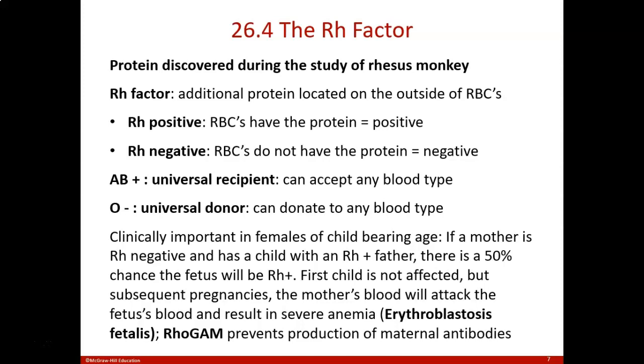O negative is considered the universal donor, and that is because they have no antigens at all. Okay, and so that blood can be introduced to any blood type and it will not react because they have no antigens. Okay, now some people kind of think, well, why isn't O positive the universal donor? Well, because it's got the positive there. If you give O positive blood to someone that's A negative, they've never seen that positive before, and they're going to have an agglutination or a transfusion reaction. Okay, and so O negative has no antigens, so it can donate. AB positive has all of the antigens, so they can accept anything.